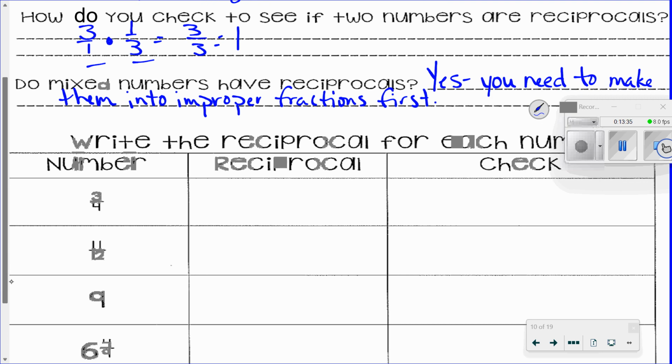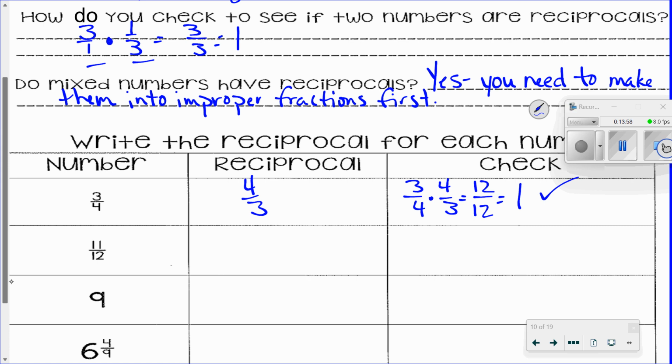What is the reciprocal of 3/4? 4/3. How do I check that? I go and I look at my definition. I say, okay, well, I have 3/4 and I multiply by 4/3. 3 times 4 is 12. 4 times 3 is 12. 12 over 12 is 1. Check the reciprocal. Make sense?